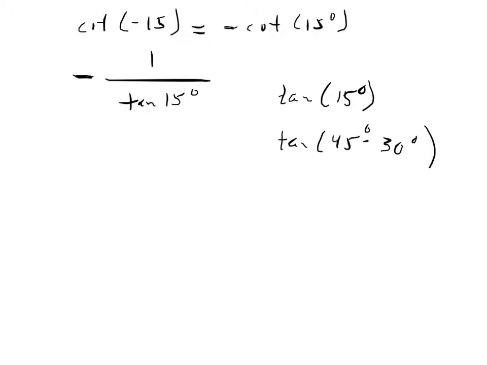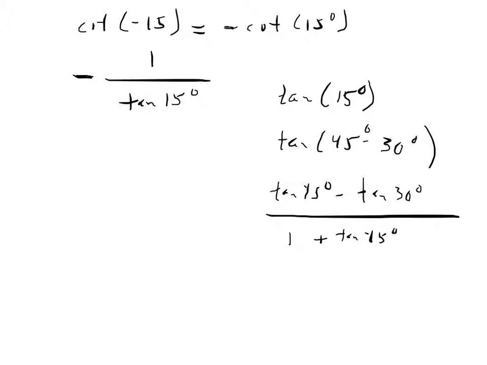I could have picked other multiples involving 45, 30, or 60 degrees. But 45 minus 30 is easy and direct, and we know those values pretty quickly. So I've got a tangent of alpha minus beta situation, and that's going to be the tangent of 45 degrees minus the tangent of 30 degrees, all over 1 plus tangent of 45 times the tangent of 30.